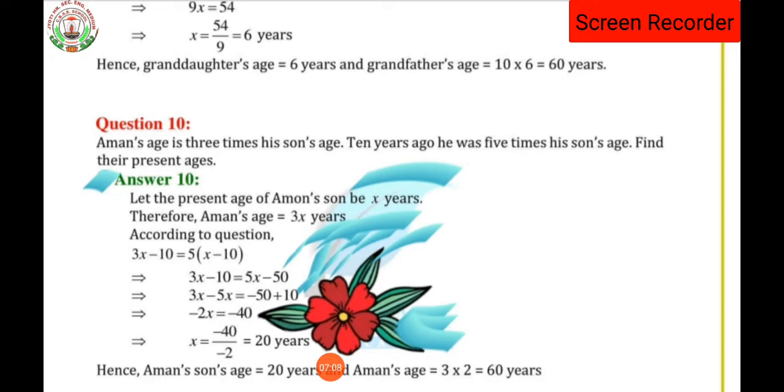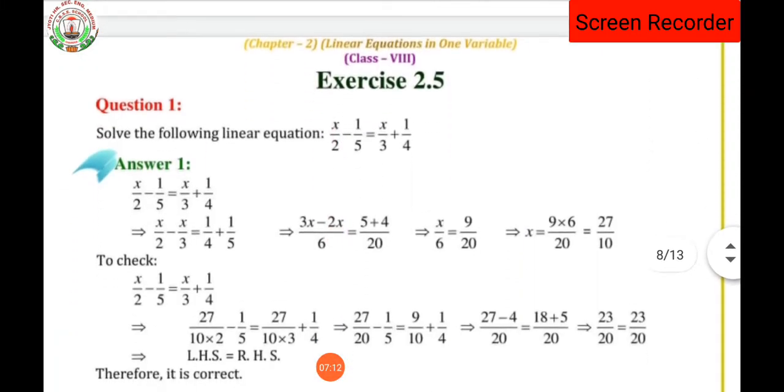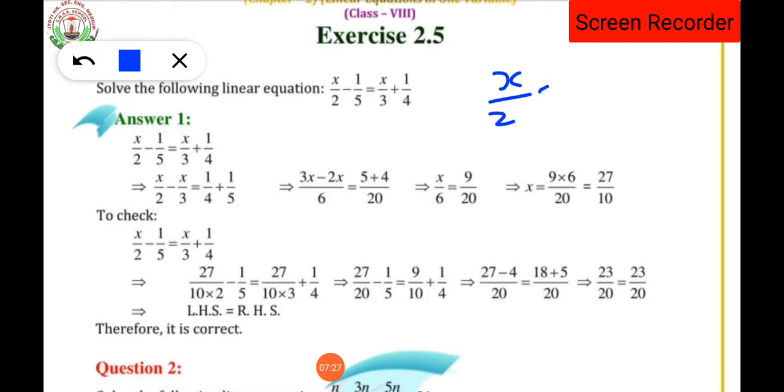So dear student, here the question number 10 is completed. We are going to start the next exercise 2.5. So here solve the following linear equations. We have to solve the equation as we had solved in the previous video. So what is the equation? x upon 2 minus 1 by 5 is equals to x upon 3 plus 1 by 4. This is the equation we are having.